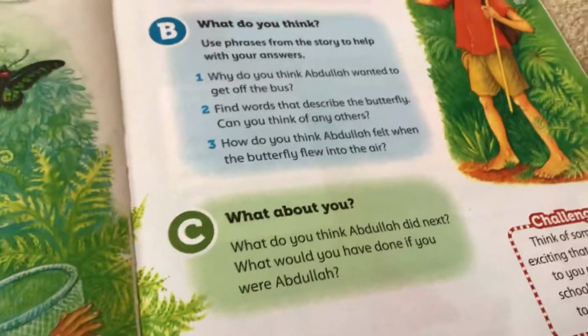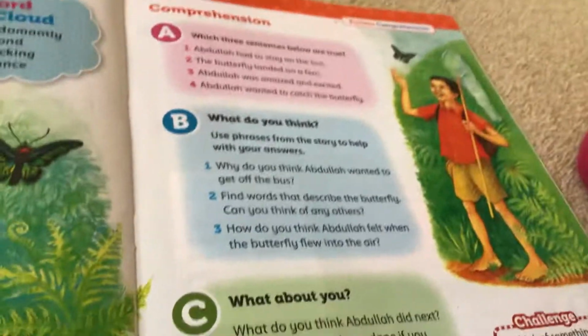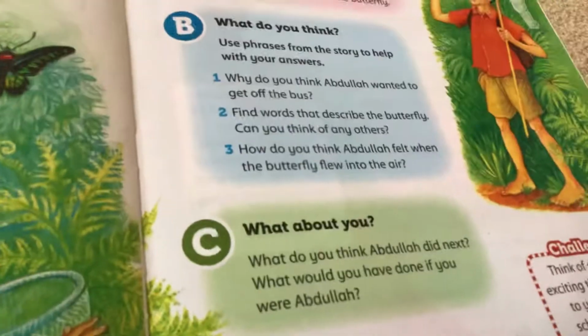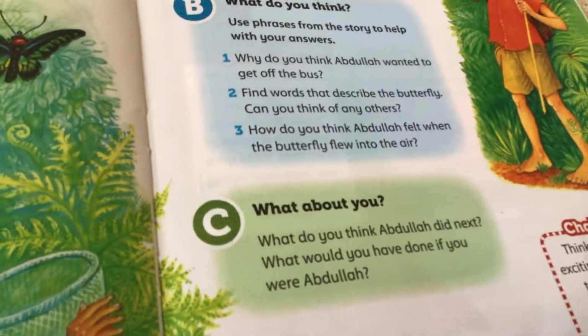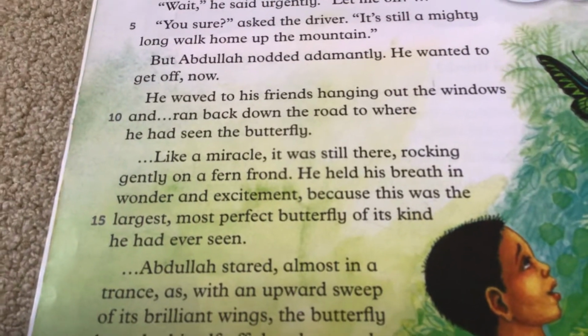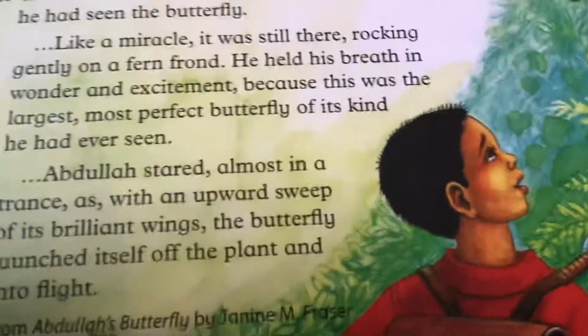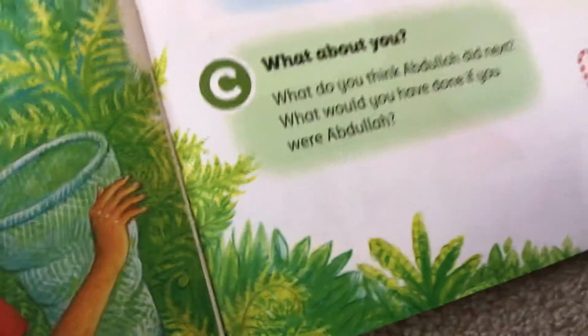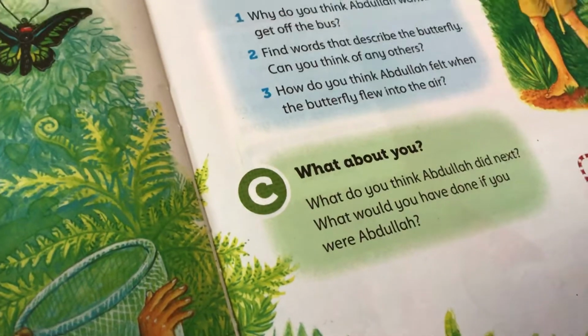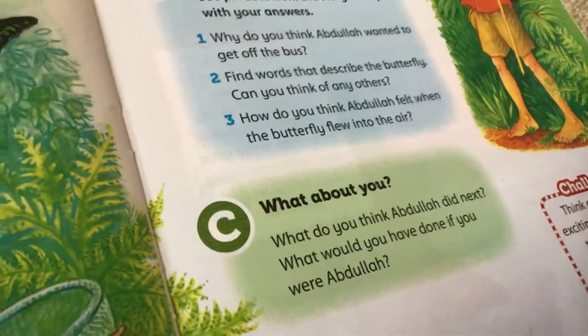What do you think? Use phrases from the story to help you with your answer. Why did Abdullah want to go off the bus? Abdullah wanted to go off the bus because he had seen the butterfly and wanted to catch it. Two. Find words that describe the butterfly. Can you think of any others? Green, perfect, large, beautiful, and I think colorful, nice. How do you think that Abdullah felt when the butterfly flew into the air? I think sad and disappointed.